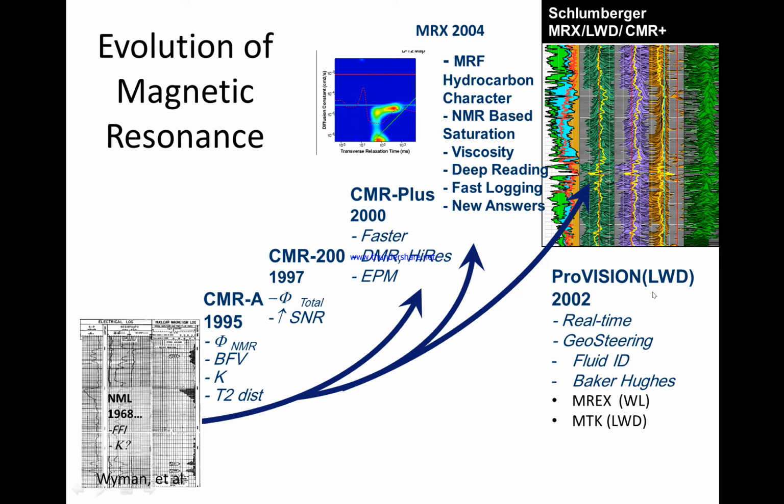The LWD tool for Schlumberger is called the proVision tool, started in 2002. It can give us real time and steering. And for Baker Hughes, you have MagTrak for LWD and MREX for the wireline tool, which is actually equivalent to the MRX from 2004. Here are the outputs of the application from the tool, like viscosity, saturations, permeabilities, and all these kinds of things.